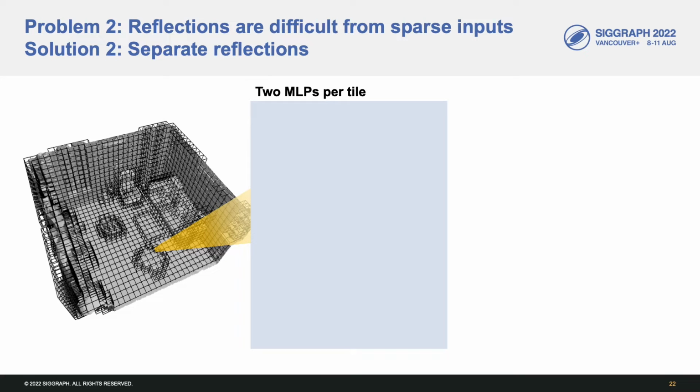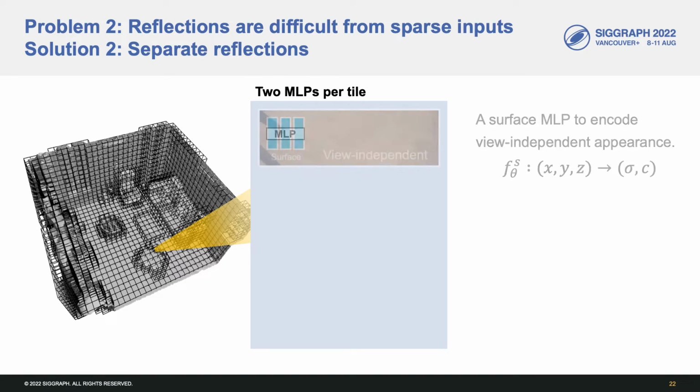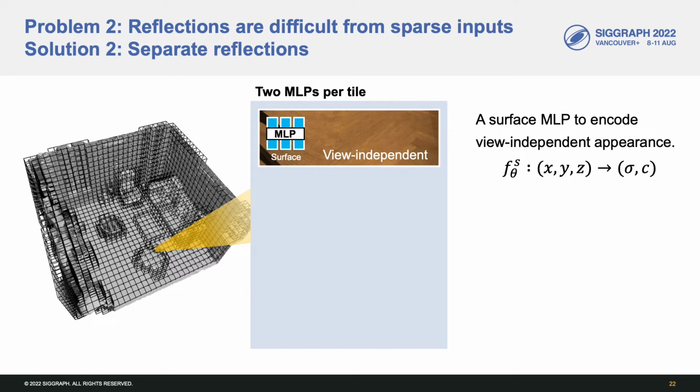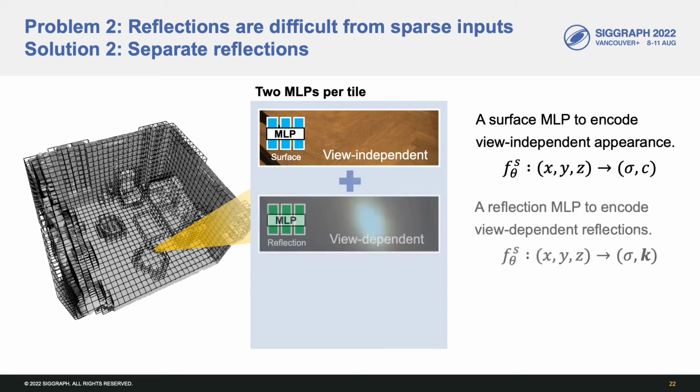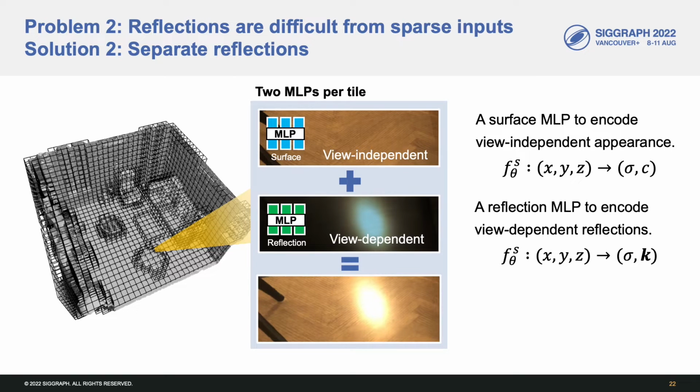On to problem 2, that reflections are difficult to recover from sparse inputs. For this, each tile contains two MLPs, one to encode density and view-independent or diffuse appearance, and one to encode view-dependent appearance like highlights and reflections. For this, each coordinate maps to density and a set of second-order spherical harmonic coefficients. The final pixel color is simply the sum of both integrals after resolving the spherical harmonics.